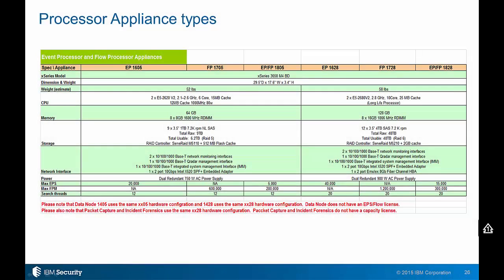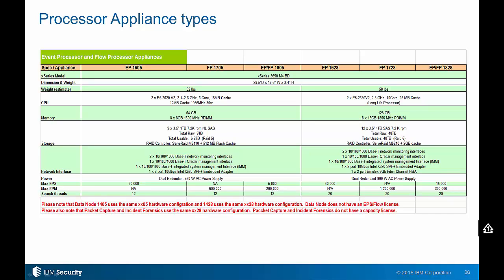Processor appliances are divided in two types, the XX05 and the XX28 series. XX05 and XX28 define the hardware configuration. XX05 series have two 2.6 GHz 6-core processors and come with 64 gigs of RAM and a total of 6.2 terabyte storage capacity. It has one management interface and two network interfaces, as well as one IMM interface for remote management.